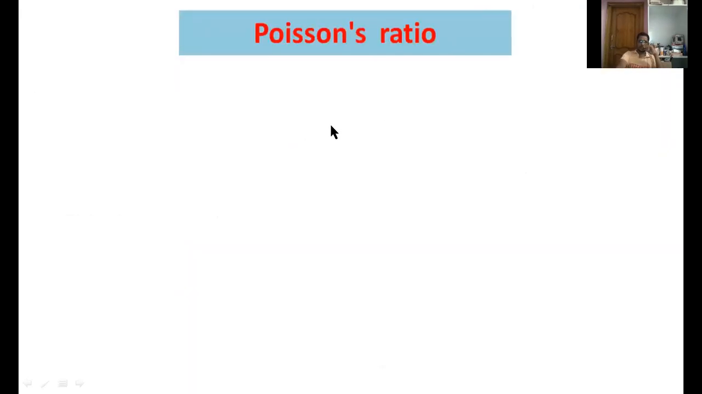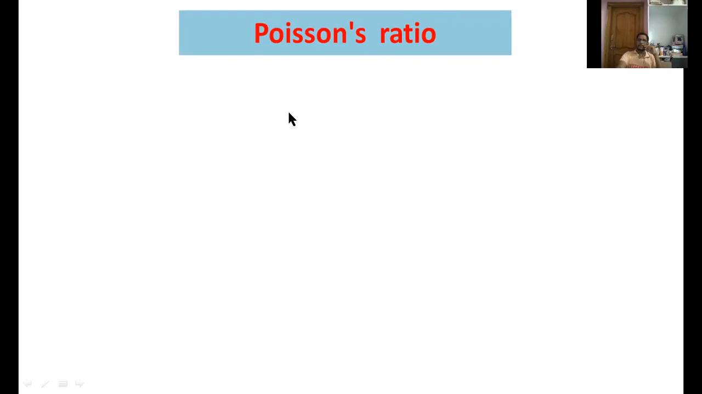Poisson's ratio. Here it is very important for the mechanical subject, because the deformation of the body mainly depends upon Poisson's ratio.